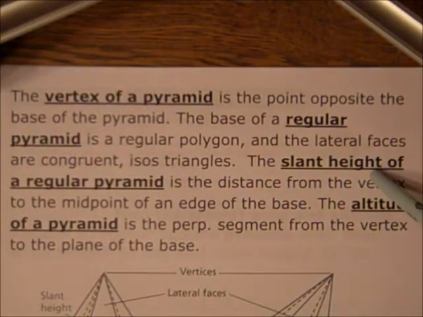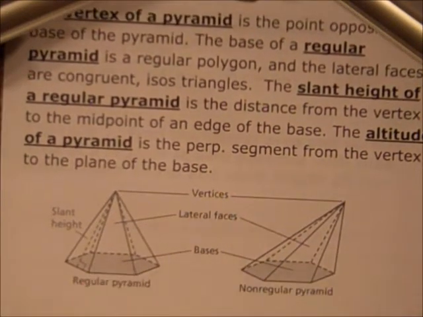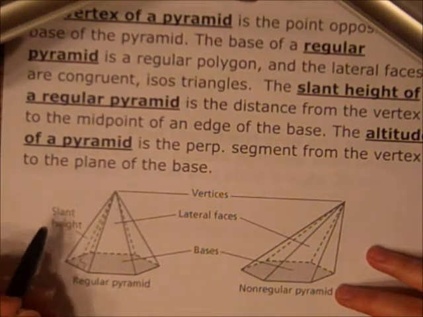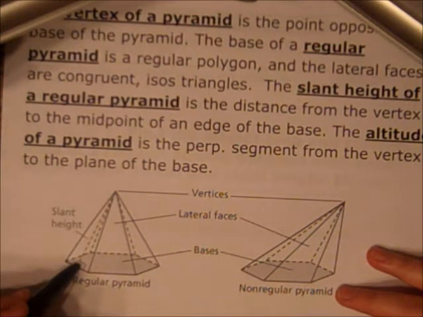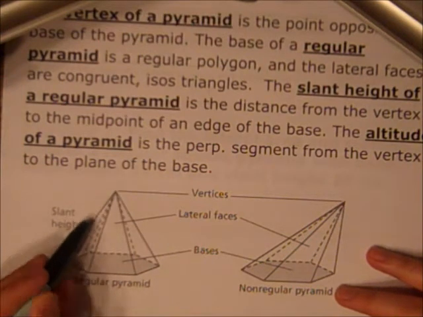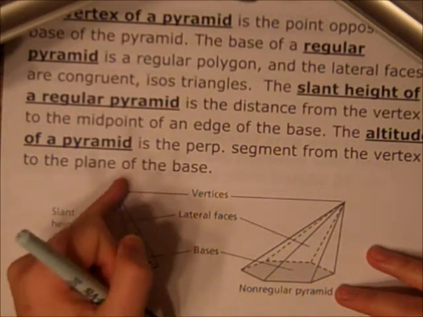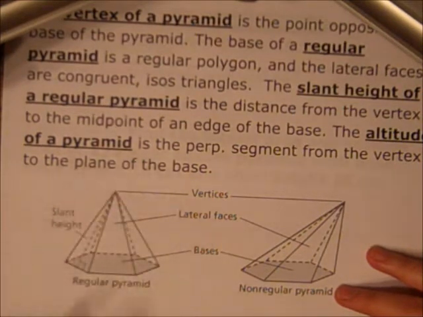The slant height of a regular pyramid is the distance from the vertex to the midpoint of the base. So slant height goes from the top and it goes down the middle of any face you want to, down to the midpoint of the base. So straight down the side. Not an edge like this, but a slant height goes down the middle of the face like that.